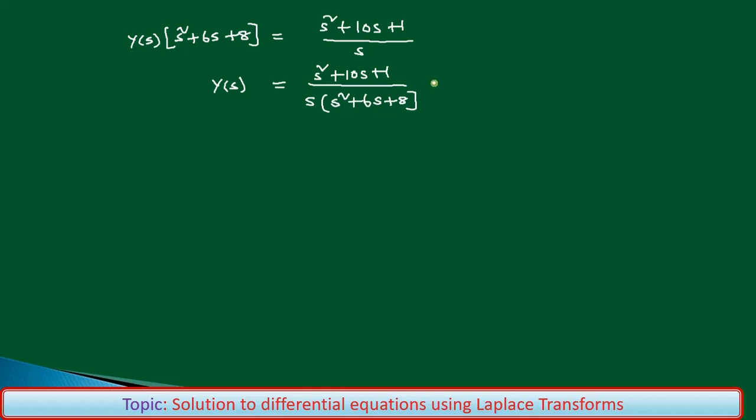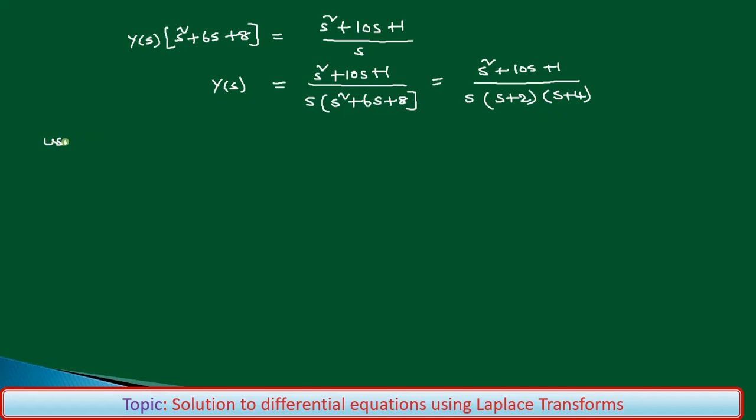So this can also be written as (s² + 10s + 1) divided by s into... So we convert this quadratic expression into simple poles form. Then we will get (s + 2) into (s + 4). So this is Y(s).